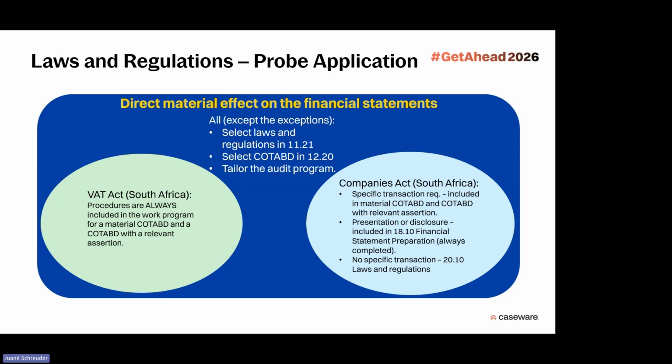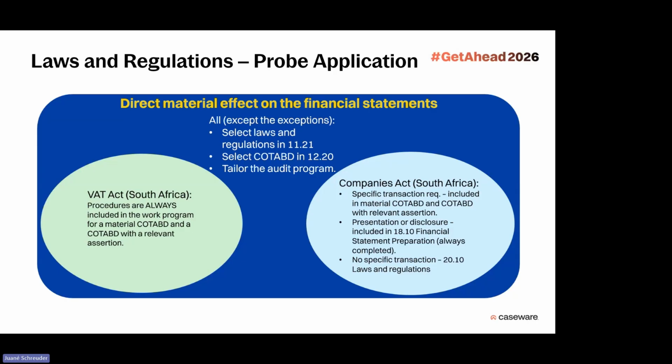So there, the following three rules of thumb apply. Firstly, if there is a specific transaction requirement, those procedures for testing compliance will again be included for all those work programs with material classes of transactions, account balances or disclosures. And material, just as a reminder, is literally more than performance materiality or specific materiality.